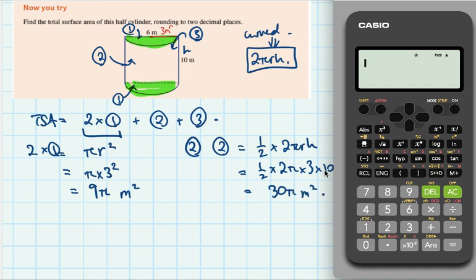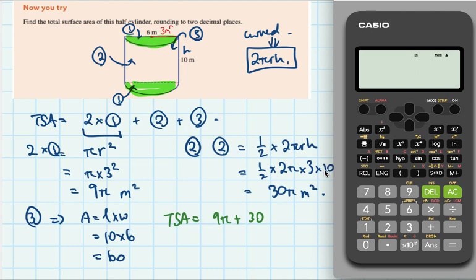The last step is we want to find the back. Now the back is a rectangle. The length of this is 10 and the width is 6, so that makes 60. Now we can work out the total surface area. The total surface area is 9 pi plus shape 2, which is 30 pi, plus 60. So now we have 39 pi plus 60 meters squared.